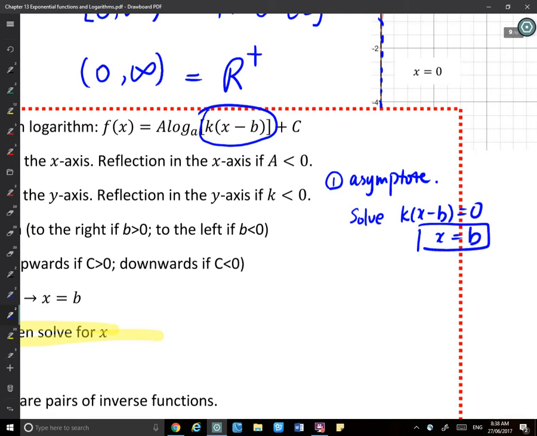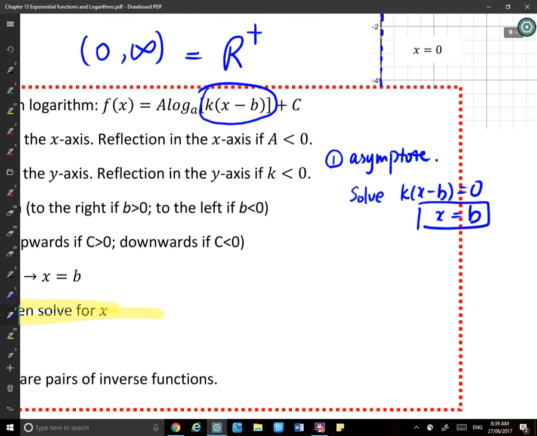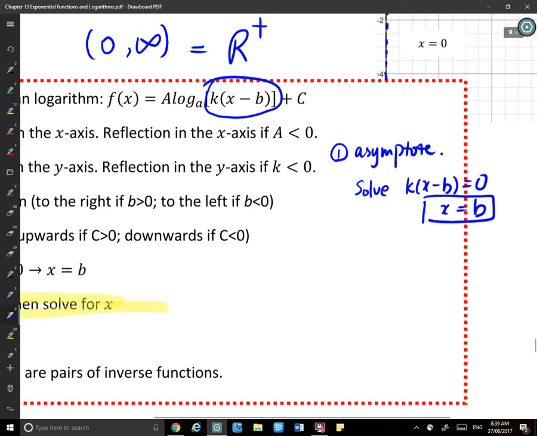Basically, we solve for that equals 0. Why do I make that equals 0? Because 0 is the value that separates whether it's possible to take the log or impossible. 0 is the line that separates that. So equals 0 will be the asymptote. We solve for the whole thing equals 0, and that x you have solved will be the vertical asymptote. That's number one.